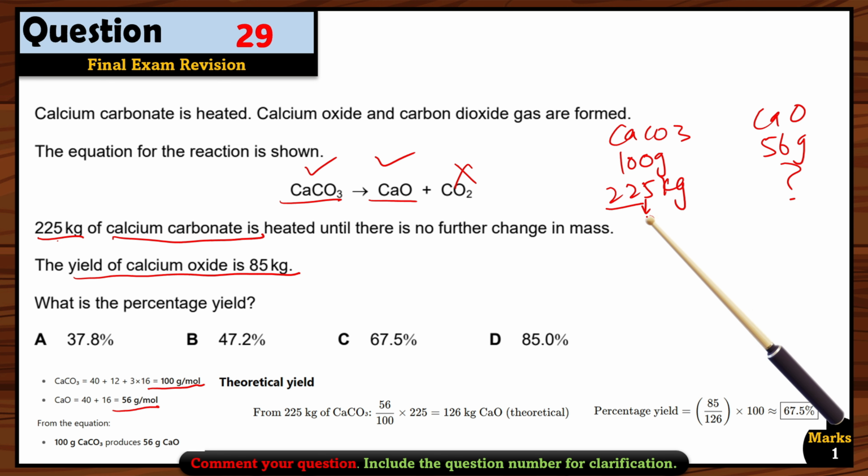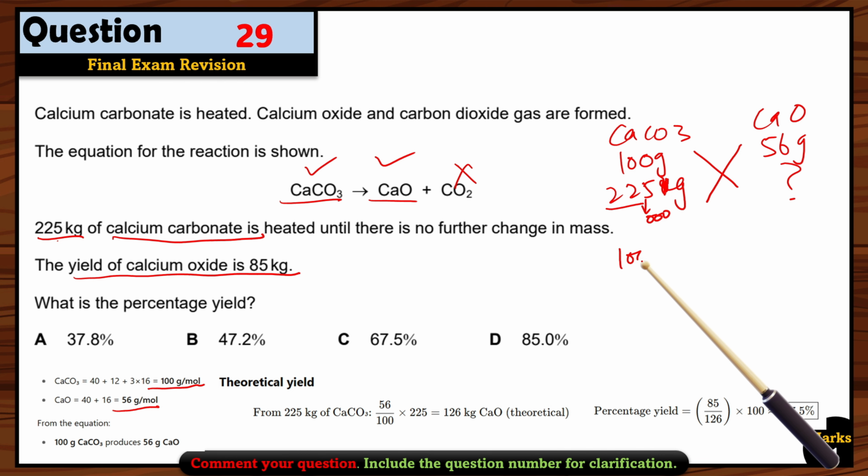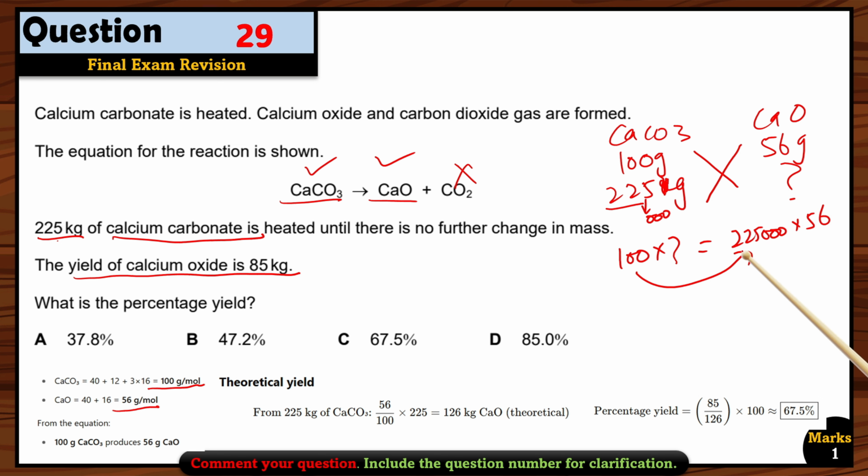You can change it to grams, so it will be 225,000, right? Just cross multiply and then see your answer. 100 cross, okay, 225,000 into 56. When it goes here, you will get the mass of calcium oxide. So if you see it, you get 126 kg of calcium oxide. Now we are clear. This is the theoretical yield.